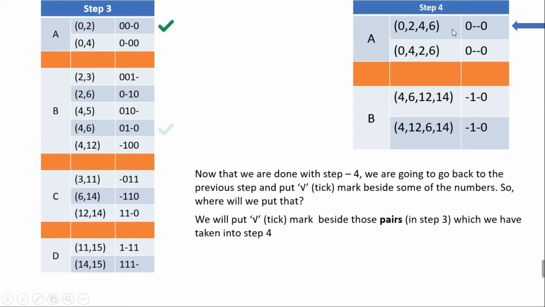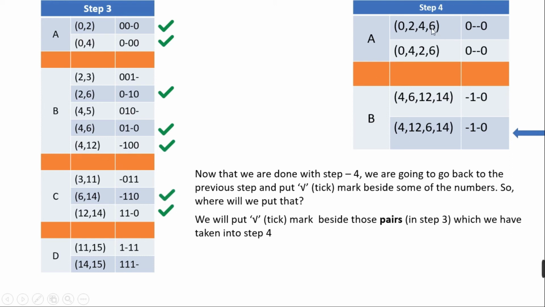For the first one, 0 2 4 6, you can see that the pairs taken here are 0 2 and 4 6. So we go back to step 3 and put tick marks beside the 0 2 pair and the 4 6 pair. For 0 4 2 6, we go back to step 3 again and put tick marks on 0 4 and 2 6. We do the same for 4 6 12 14: going back to step 3, we put tick marks on 12 14 and 4 6. These are the pairs that were taken into step 4, so we put tick marks beside them. For 4 12 6 14, we put a tick mark beside the 4 12 pair and the 6 14 pair too.